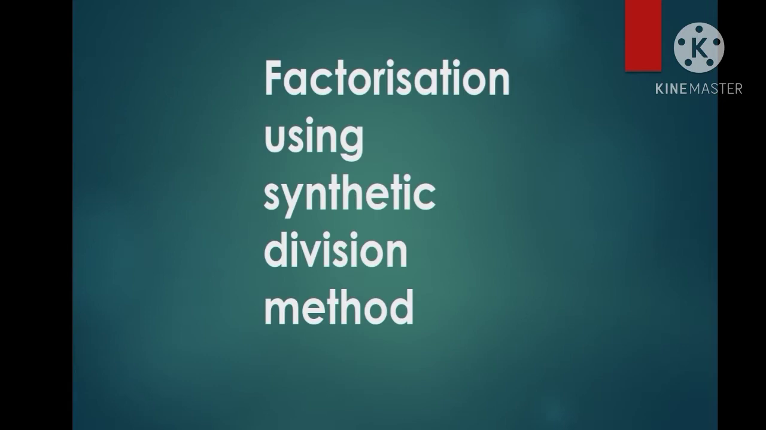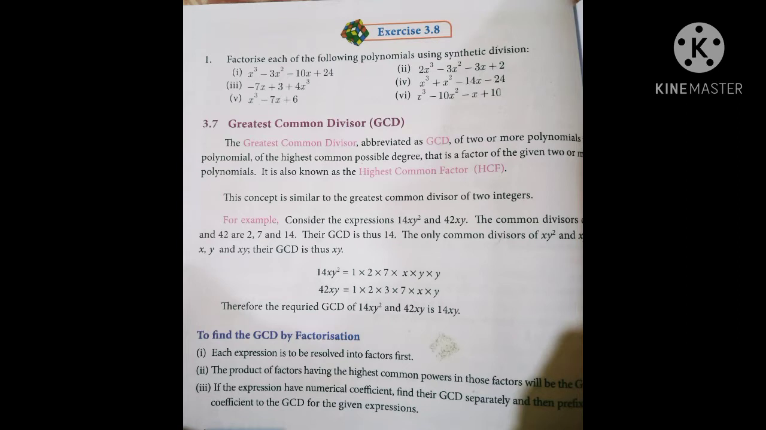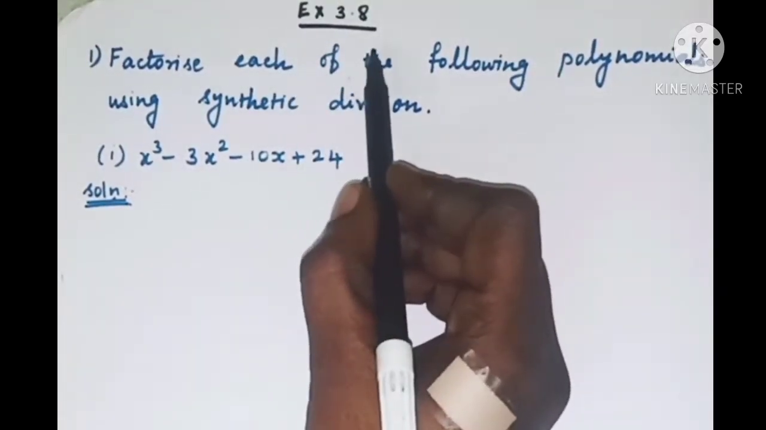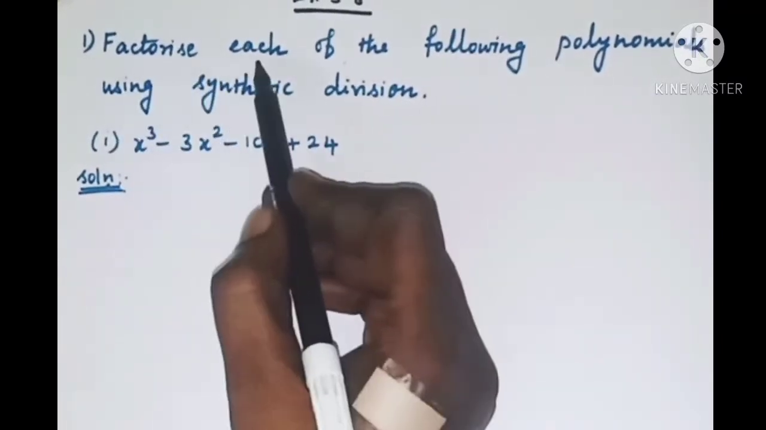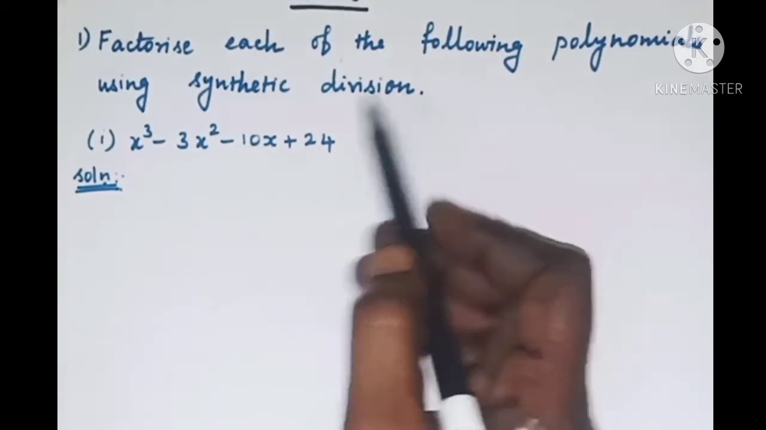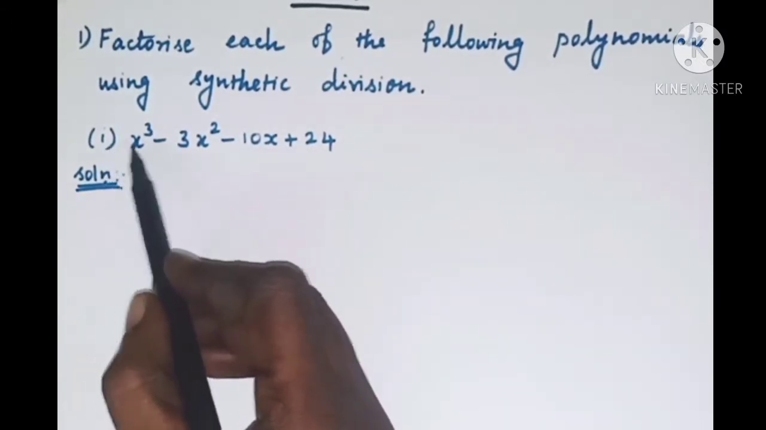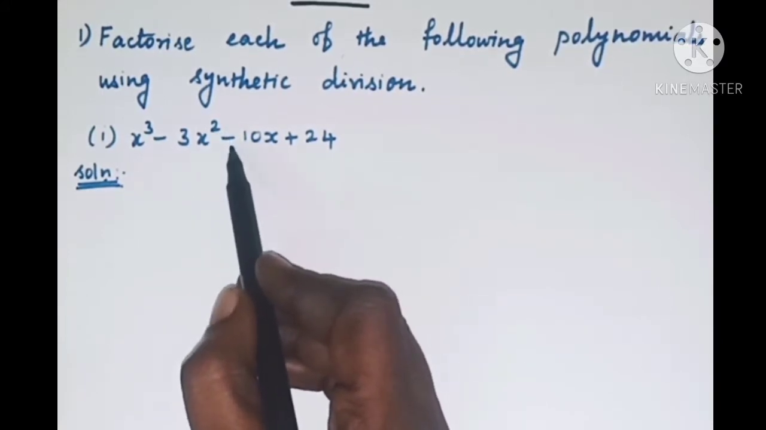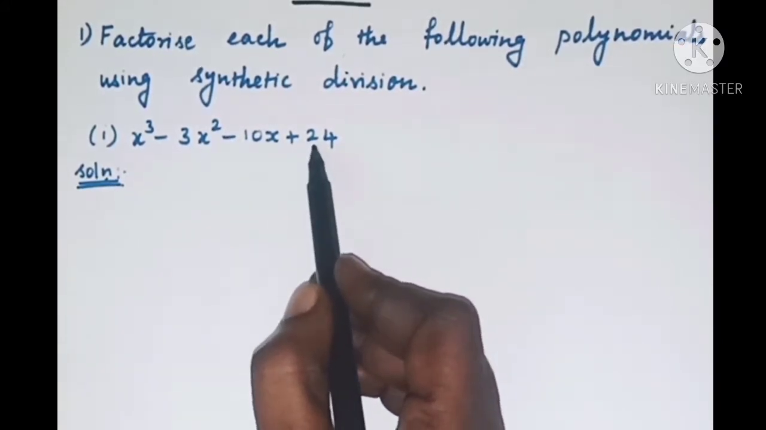Let us continue the remaining sums of exercise 3.7 and the new exercise 3.8. Exercise 3.8 is given on page number 114 in your book. Exercise 3.8, first sum. Factorize each of the following polynomials using synthetic division. First subdivision is x cube minus 3x square minus 10x plus 24.